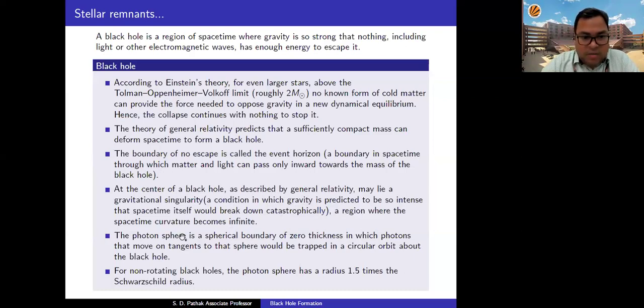All right, and the photon sphere. In the case of black hole formation, this is another technical term, the photon sphere. What is the photon sphere? It is basically a spherical boundary of almost zero thickness, from which photons move in the tangential direction, not inward or outward. This type of circular path is called the photon sphere. For a non-rotating black hole, the photon sphere radius is 1.5 times 2GM upon c square, and 2GM upon c square is called the Schwarzschild radius.